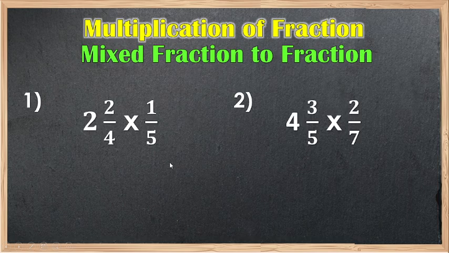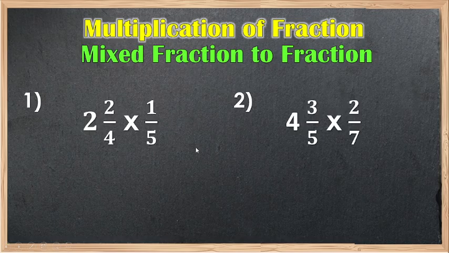Number 1. 2 and 2/4 times 1/5. In order to multiply these two fractions, first let's recall the rule in multiplying fractions. The rule is you multiply the numerator to the numerator, and the denominator to the denominator. In this case, you have a whole number outside, so this fraction is a mixed fraction.